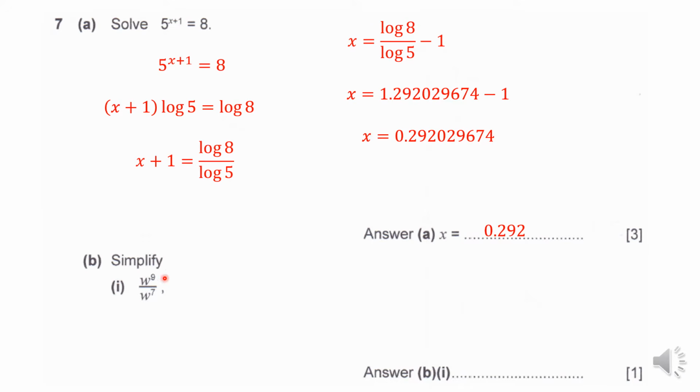Right, part b, you have w to the 9th power divided by w to the 7th power. Now remember, when the bases are the same and you are dividing, you subtract the indices. So this is w squared.